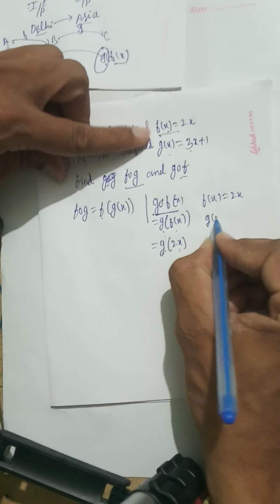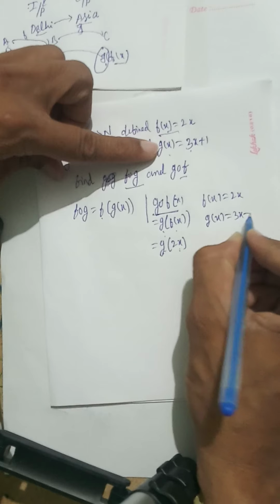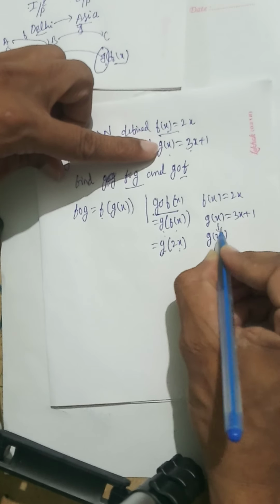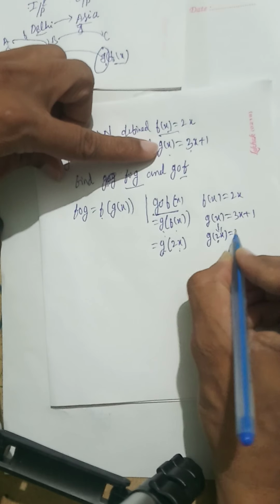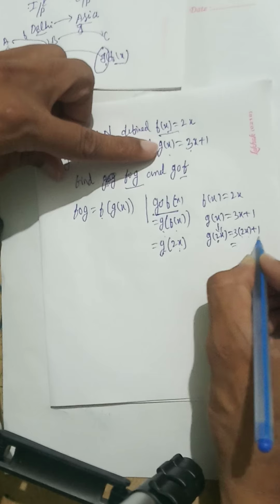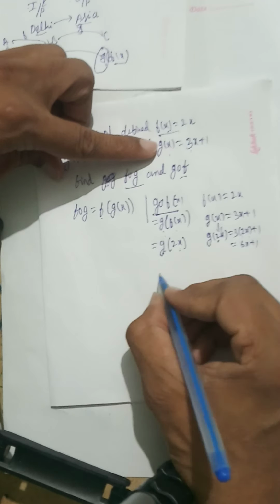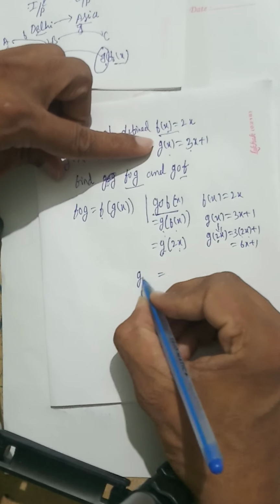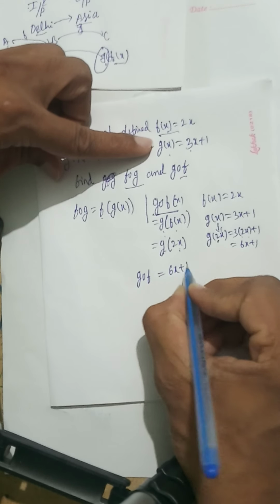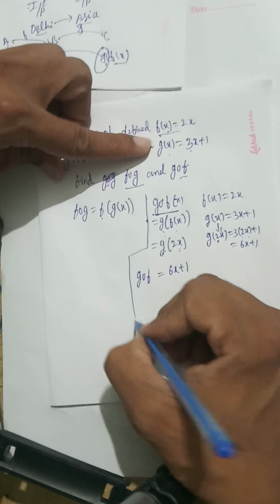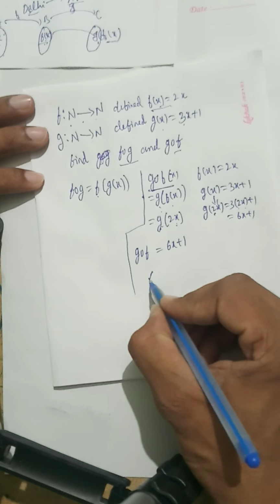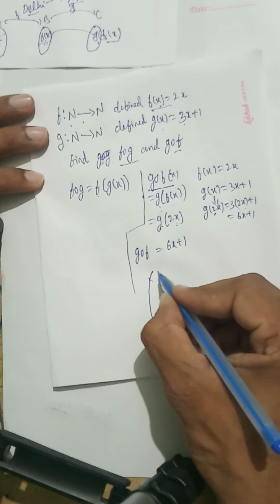The g function is 3x plus 1. So what does g of 2x become? In the place of x I am going to substitute 2x here. Then 3 times 2x plus 1 means 6x plus 1. So the gof function is 6x plus 1.